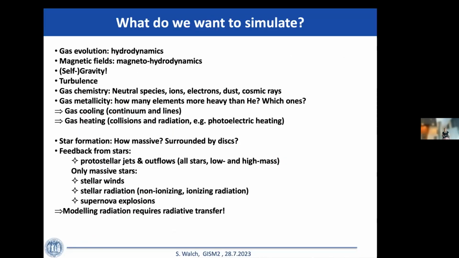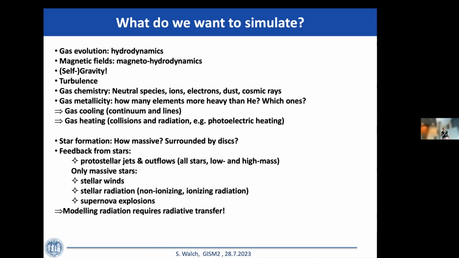So what do we want to simulate in order to simulate star formation? So we have the evolution of the gas, so hydrodynamics. We have magnetic fields, as we've just seen, so MHD. We also need self-gravity, obviously, otherwise there's no collapse. Then we have turbulence. We have talked about it.